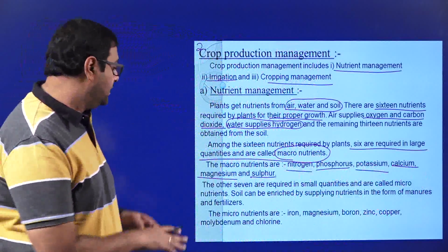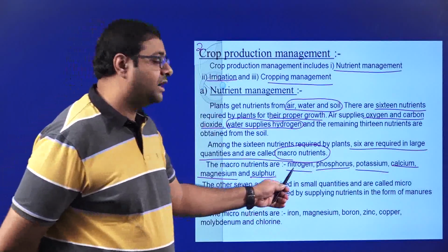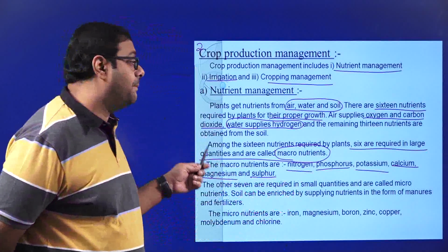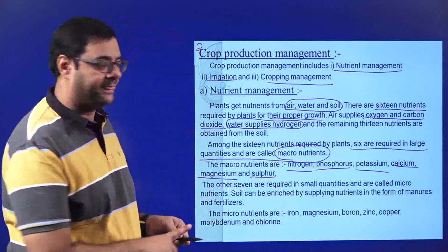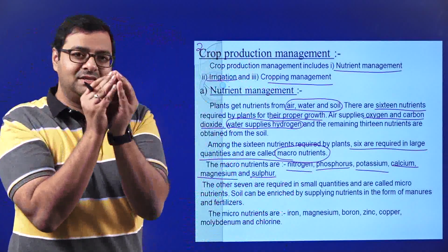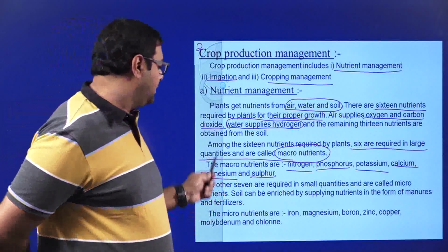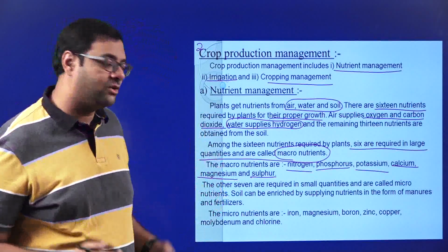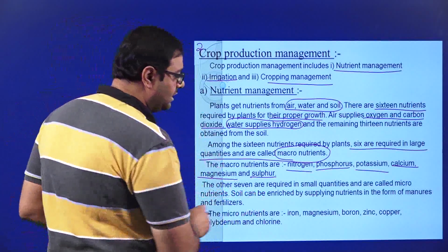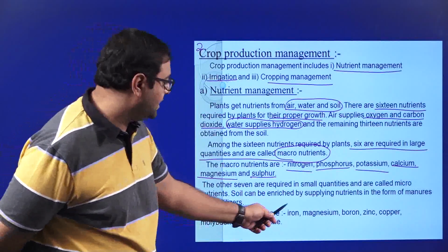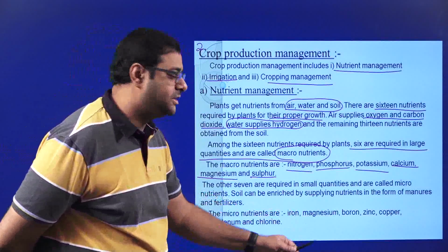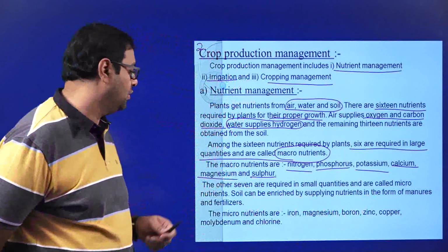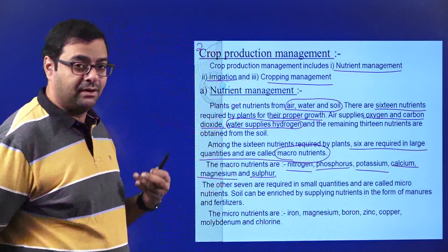The other 7 are required in smaller quantities, and they are called micronutrients. Macro means big, micro means small. Now what are those micronutrients? The micronutrients are iron, magnesium, boron, zinc, copper, molybdenum and chlorine. These are the micronutrients.